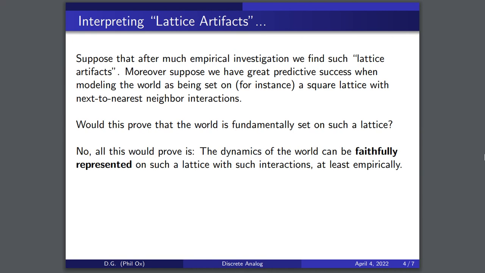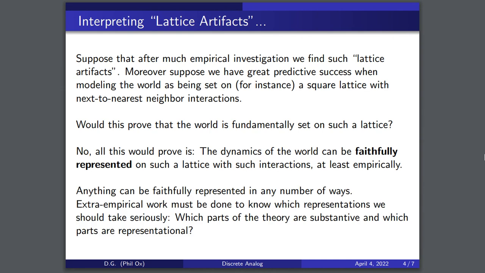No. All that it would prove is that the dynamics of the world can be faithfully represented on such a lattice with such interactions, at least empirically. That doesn't go anywhere towards showing the world actually is like that. Anything can be faithfully represented in any number of ways. I might describe the motions of a pendulum with the movements of electric currents in a circuit, or vice versa. Circuits can be modeled perfectly well with pendulums.